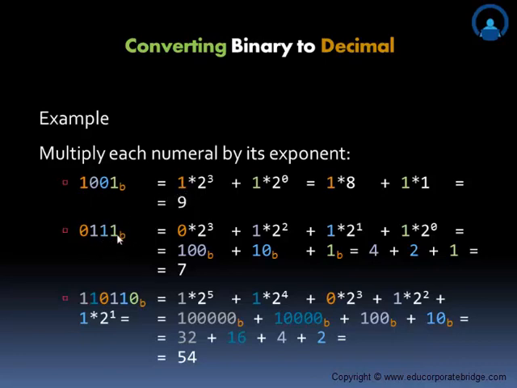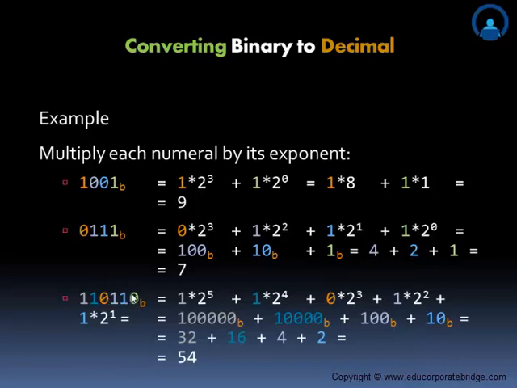Similarly, in this example, the green one is the 0th bit, then the first bit, the second bit and the third bit. That is 1 into 2 raised to 0 plus 1 into 2 raised to 1 plus 1 into 2 raised to 2 plus 0 into 2 raised to 3. So the addition of these gives 7.